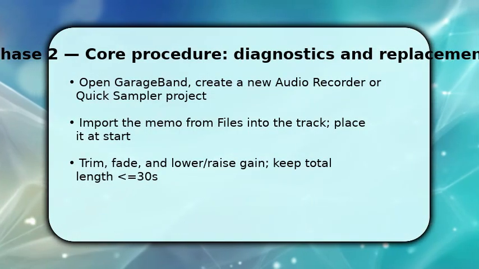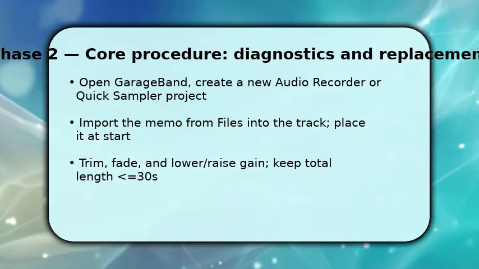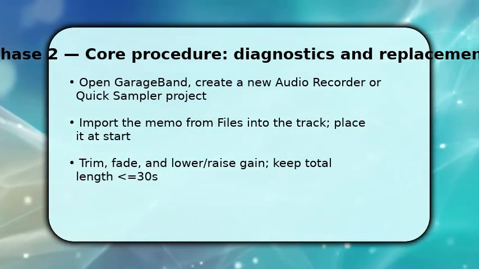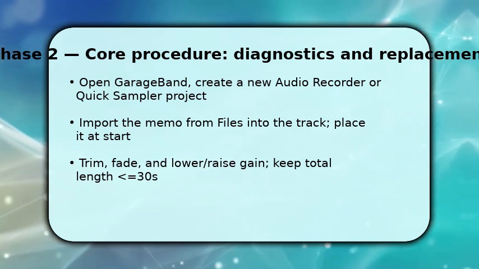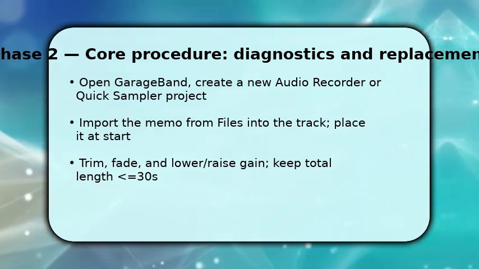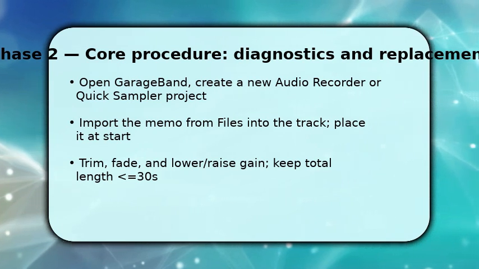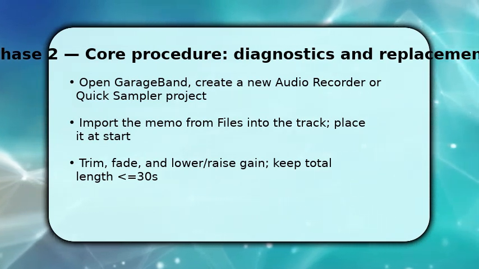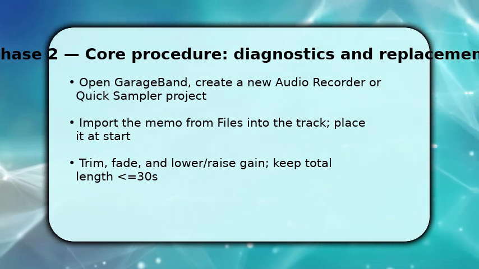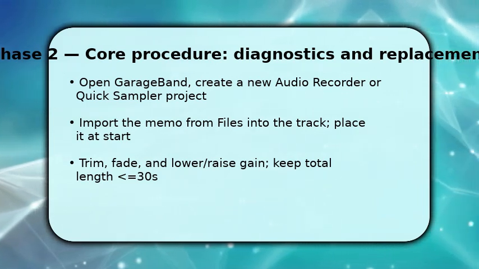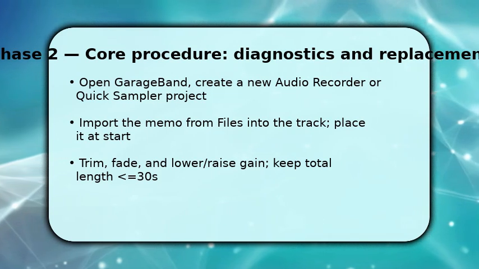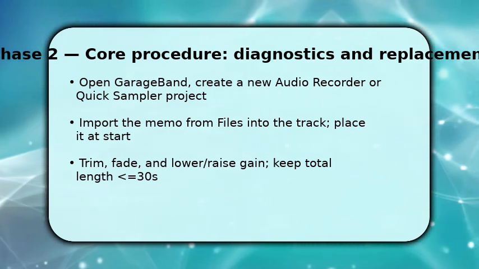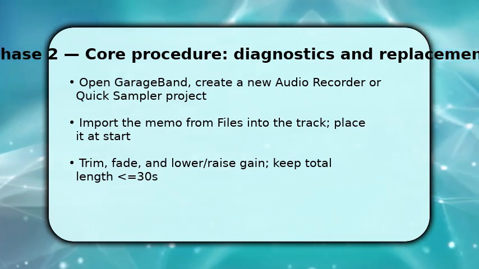Now open GarageBand and create a new project. Audio recorder or sampler works fine, because GarageBand lets you export as a ringtone directly. Tap the Tracks view, import the memo from Files, and drop it at the start of the timeline so it plays immediately. Once placed, trim excess, add simple fades, and adjust gain to avoid clipping. These small edits improve clarity when the phone rings.